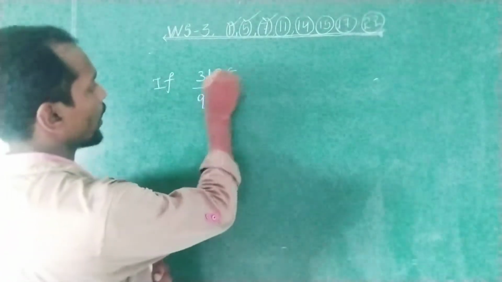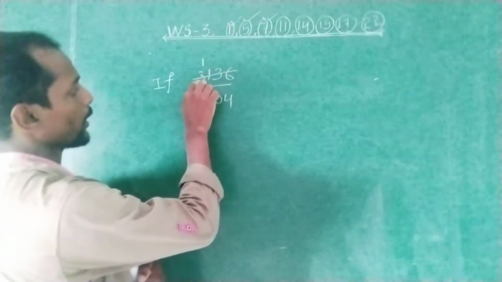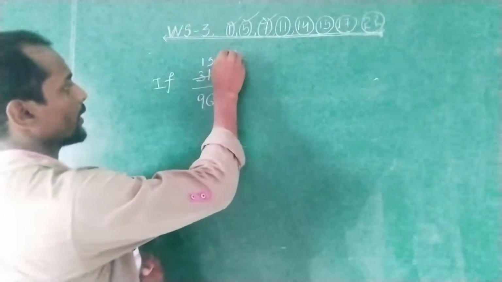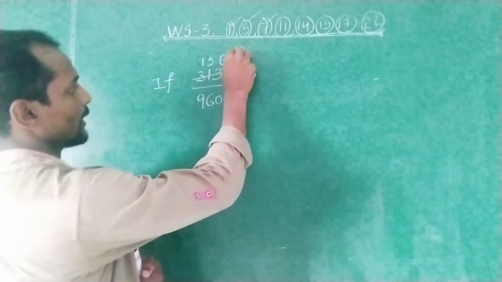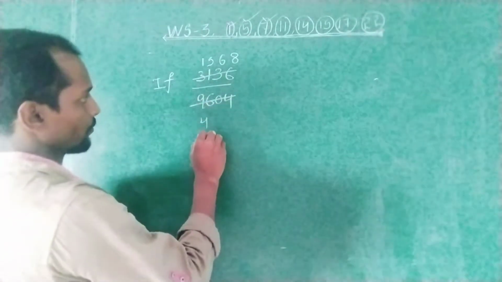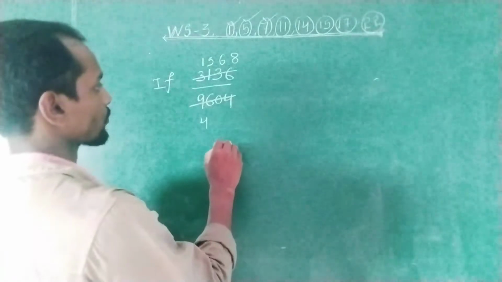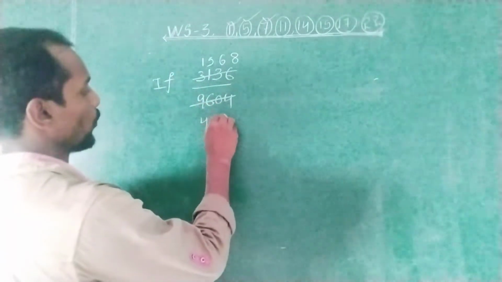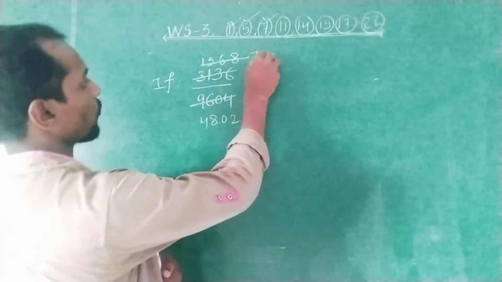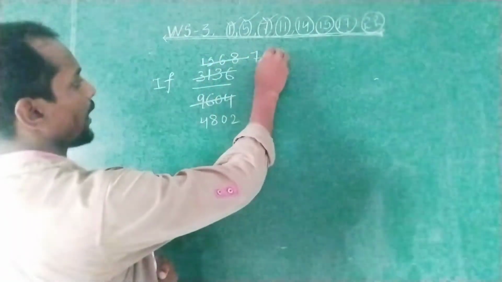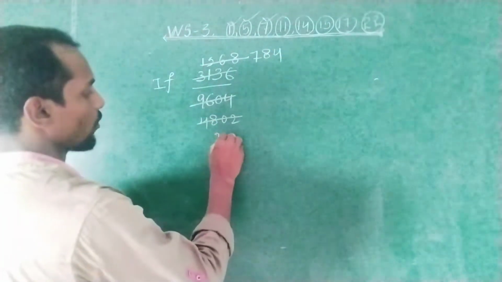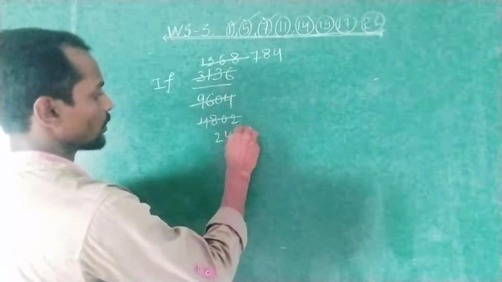So here I am dividing by 2. 2 ones are 2, 3 minus 2 is 1, bring down 1; 3 5s are 15... Now 2 7s are 14, 2 8s are 16. Now 2 4s are 8. Now 2 2s are 4, 2 4s are 8.